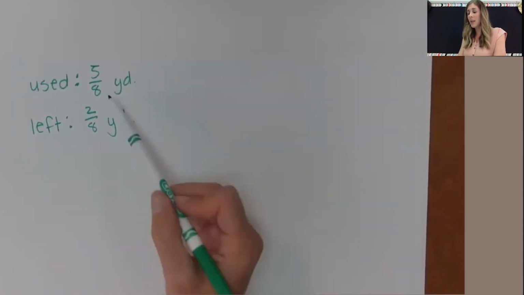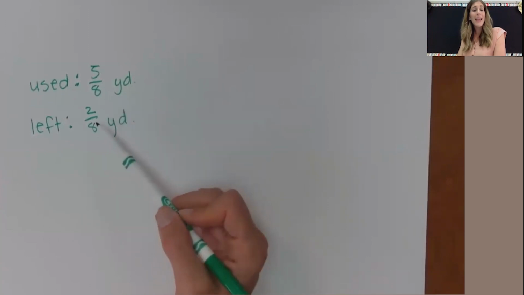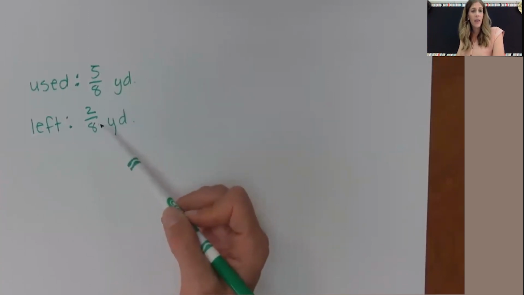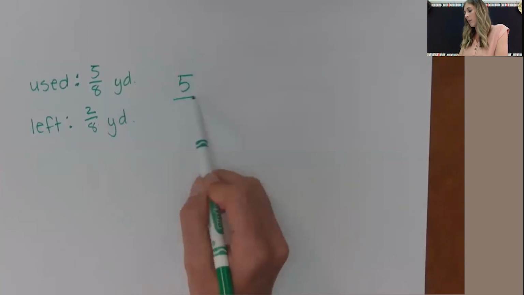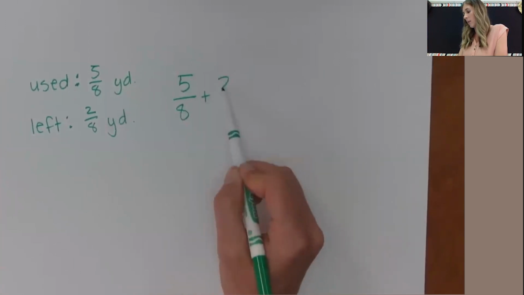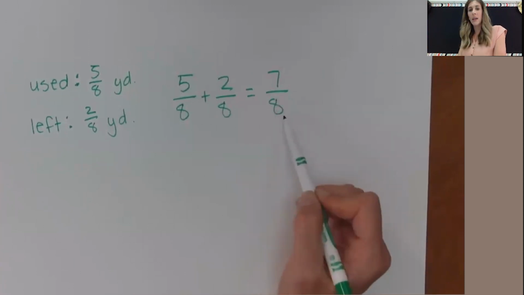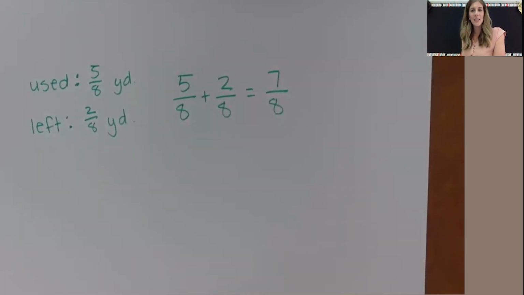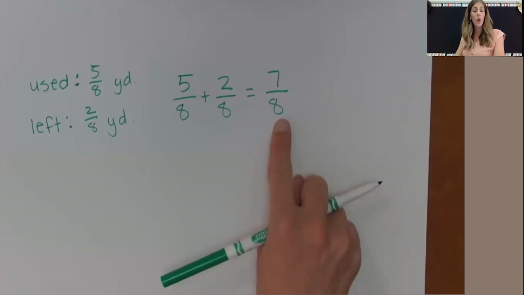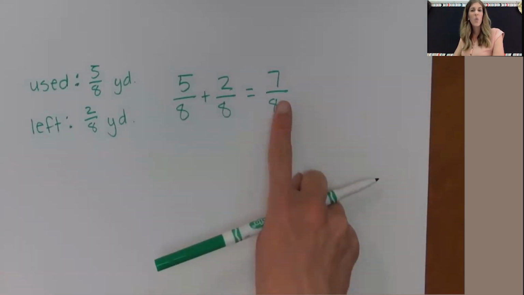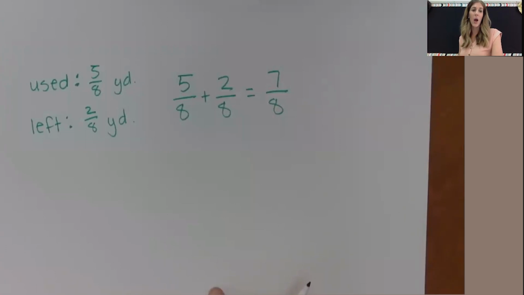So if we take the amount that he used and add it back to the amount that he had left over, we know that in total he bought 7/8 of a yard. So he didn't quite buy a whole yard, did he? He was 1/8 away from buying a whole yard.